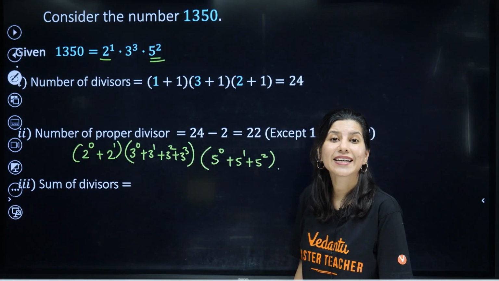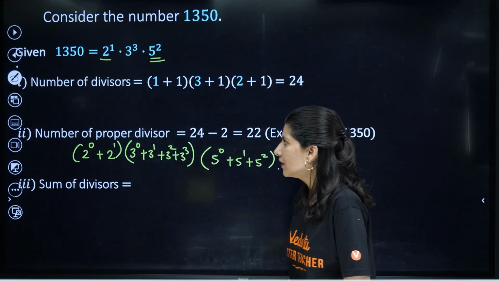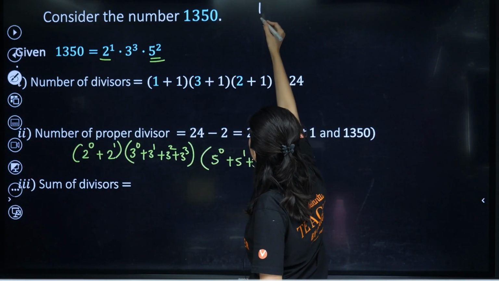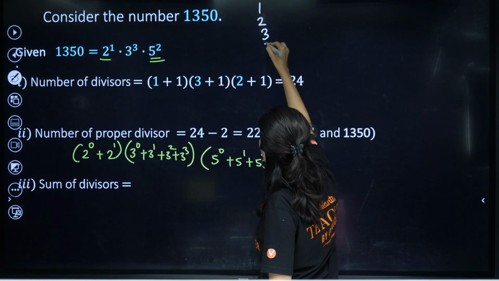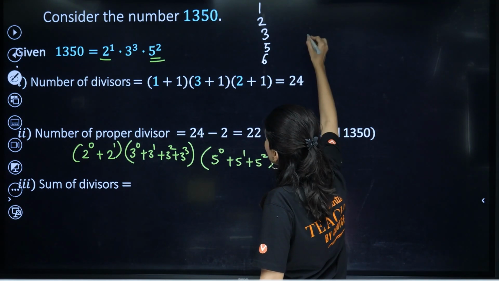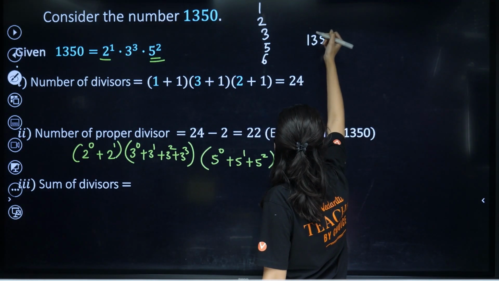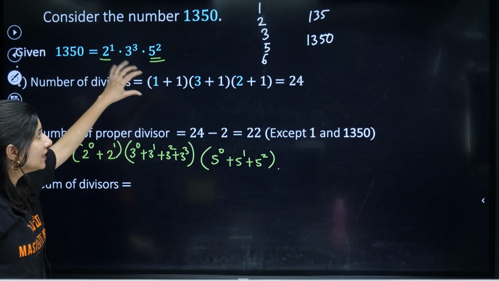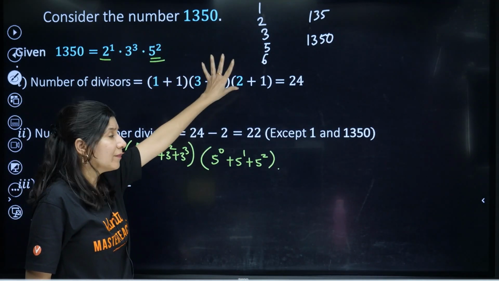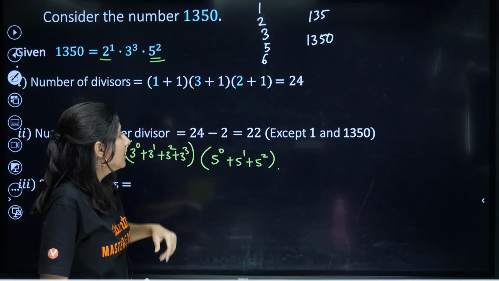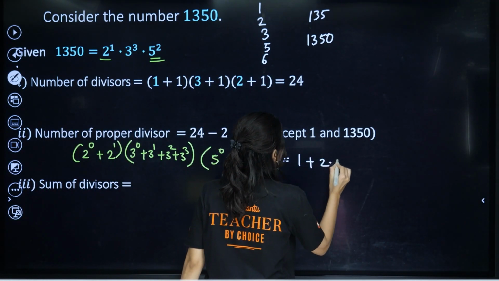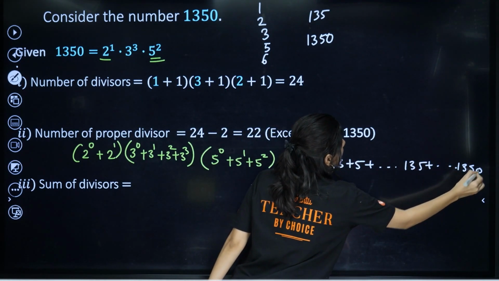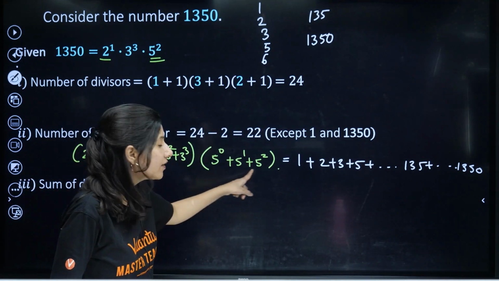Now if you multiply, you will get the sum. Now you will be wondering how. Let me show you first. See how many divisors you are seeing here. 1 will be a divisor, 2 will be a divisor, 3 will be a divisor, 5 will be a divisor, 6 will be a divisor. Then 135 will also be a divisor, and 1350 will also be a divisor. There are more also, 24 are there. I'm not going to write all of them, but I will show you that this value is 1 plus 2 plus 3 plus 5, and so on. Basically in here, I am getting all 24 divisors. This is actually written as the sum of 24 divisors.